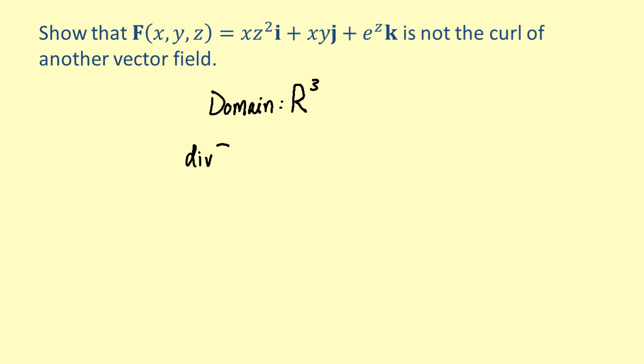The next step is to take the divergence of F, which equals z squared plus x plus e to the z. This is not equal to 0. Since the divergence of F is not 0, and F is the curl of G, then the divergence of the curl of G would not be 0. There is no vector field G in which the divergence of the curl of G is not 0, and the divergence of the curl of any vector field must be 0. Therefore, there cannot be a vector field G that results in the curl of G being equal to F.